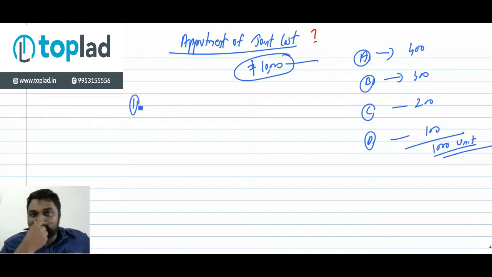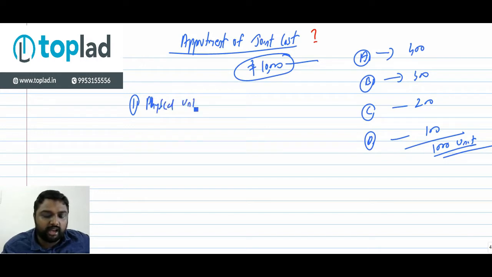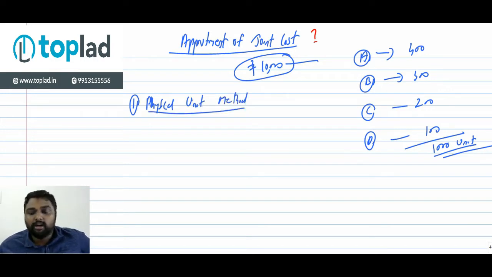There are a lot of methods. The first method is called the physical unit method or physical measurement method. What is this physical unit method? That means the cost is allocated on the basis of units. From the 10,000 we have produced totally 1000 units.